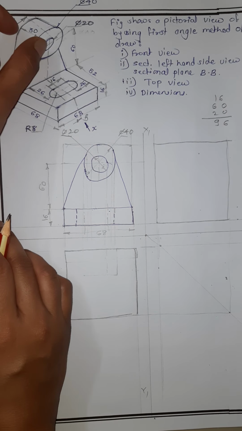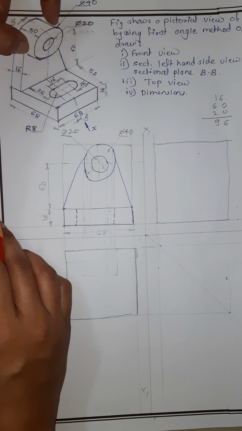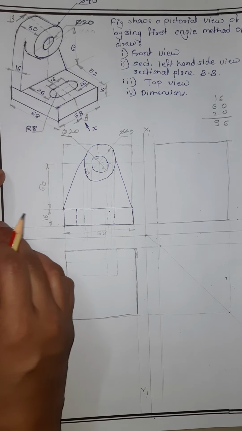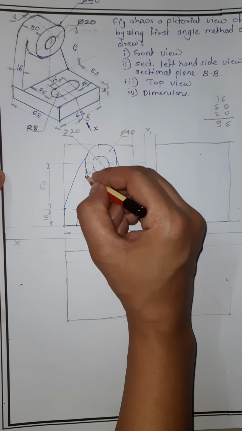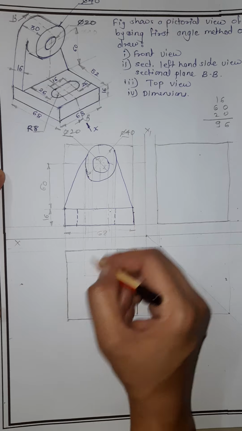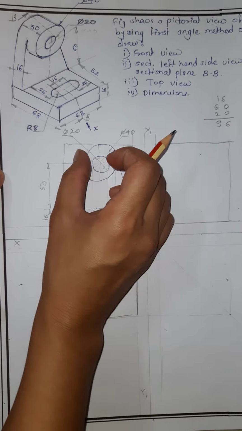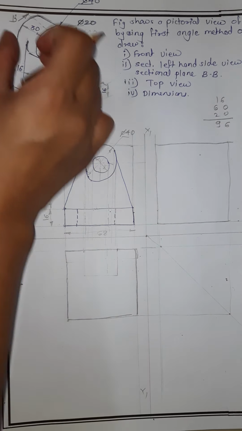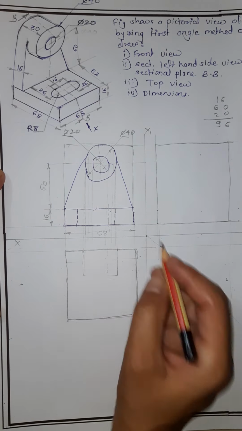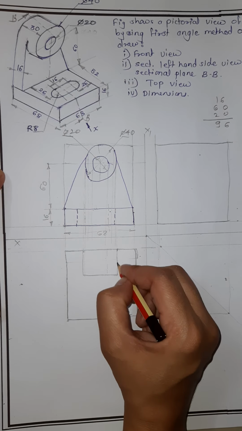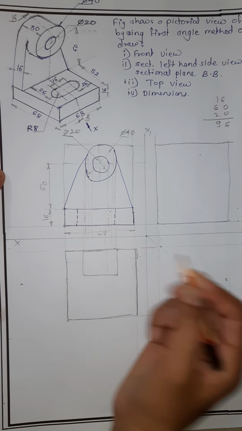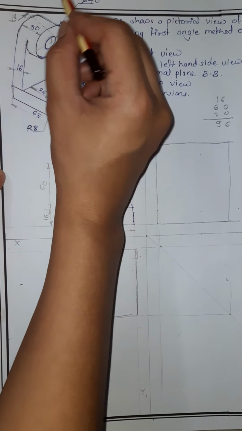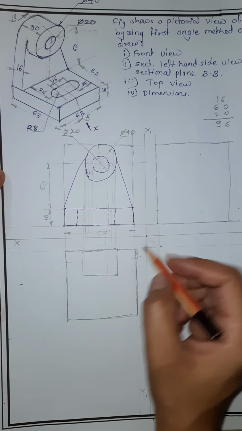Now see, this is 30 and this dimension is equal to the diameter of this outer circle, so it's 40 mm. That 40 mm we have in the front view, so we'll project it down, right? 40 mm, the outer circle diameter. So we get that 40 mm distance, and this is 30, so we'll draw this. Okay, so this is 40 by 30.